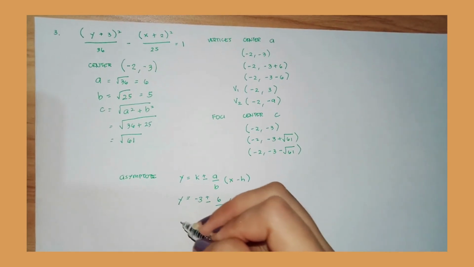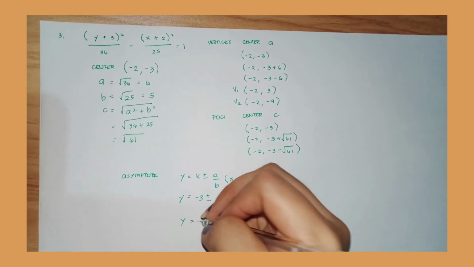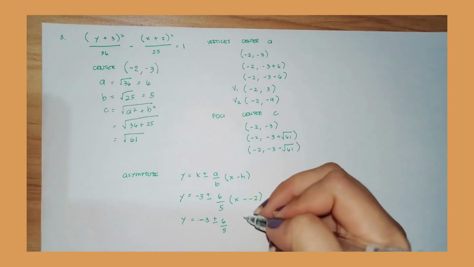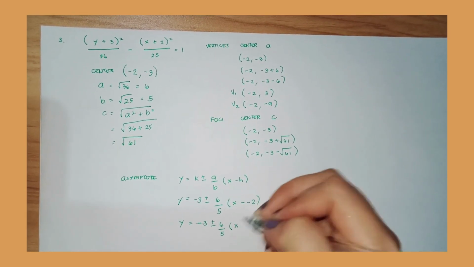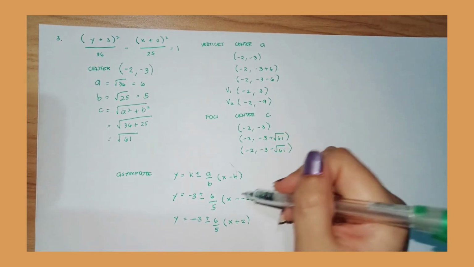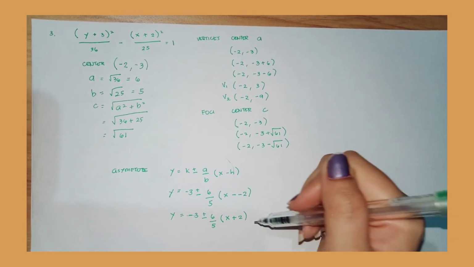Simplify again. We have y is equal to negative 3, positive, negative, 6 over 5. Then, ito magiging x plus 2. Kasi, pag dalawang negative, magiging positive na siya. So, this will be our asymptote.